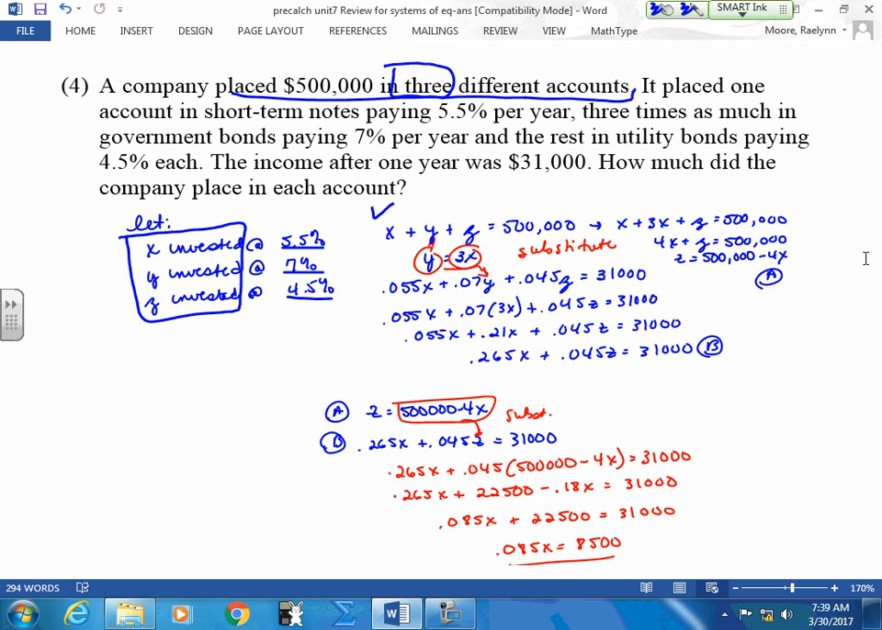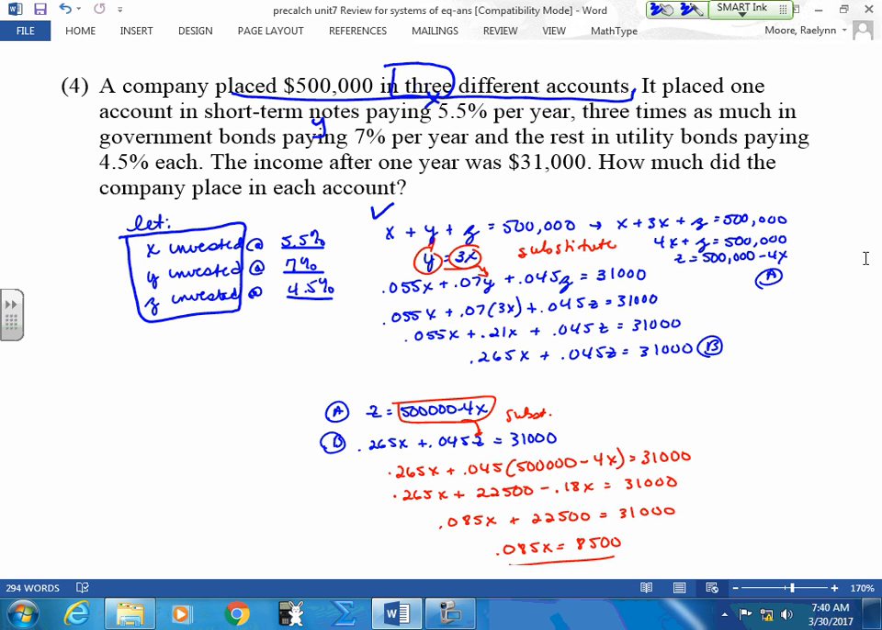They're still all decimals. That's okay. We still use the rule. Move it 2 places over. Okay. So, here we go. It placed in one account paying 5.5, so the 5.5 is the X. 3 times as much in the government bonds paying 7%. This is my Y. 3 times as much. So how do I figure that? Who's going to have more, the Y or the X?